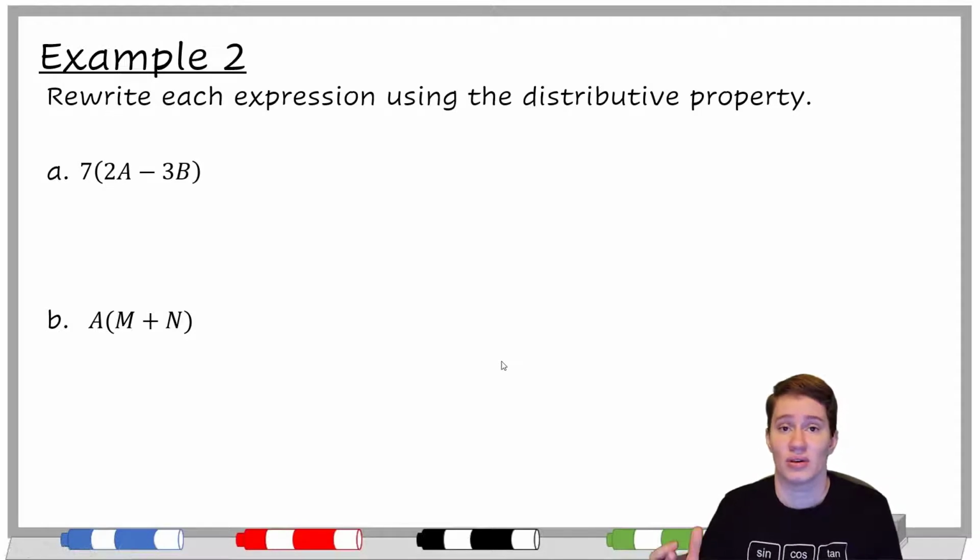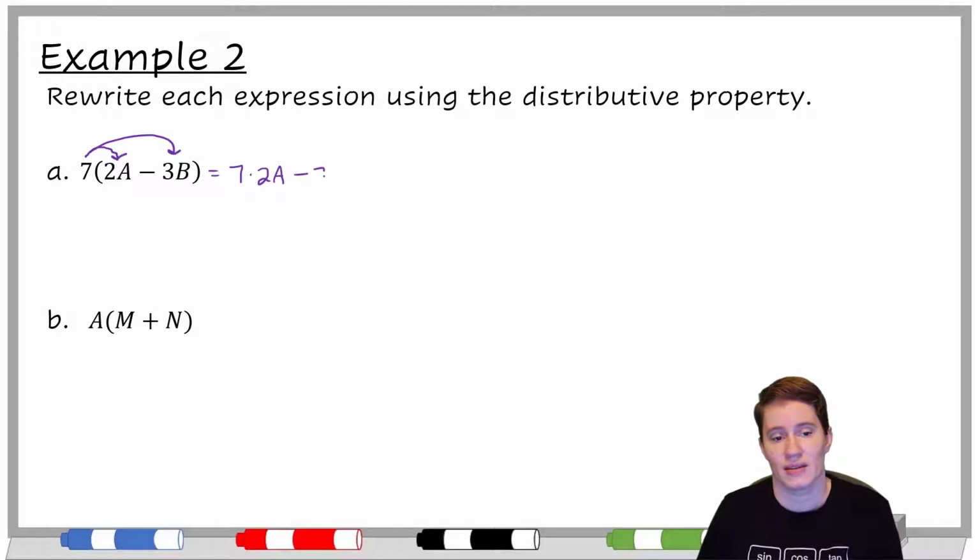So this example 2 has the same instructions, rewrite using the distributive property, but we do see some subtraction here. So let's see, 7 times 2a is first. Now, there's a few different ways we can think of how to deal with this minus sign. Probably the easiest way for us right now is to say, if it's a minus in the middle, we'll just go ahead and put a minus in the middle of ours. The other way to kind of think of it is to think of it as 7 times negative 3b, which does end up being a negative. So it's kind of up to you which way you want to think about it.